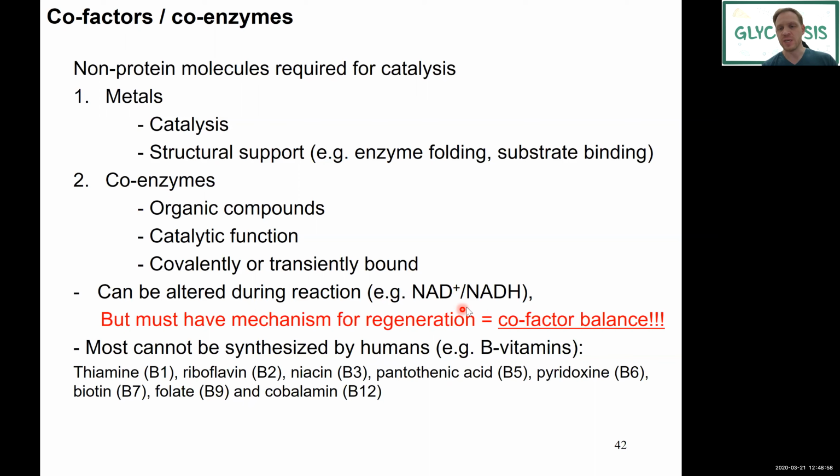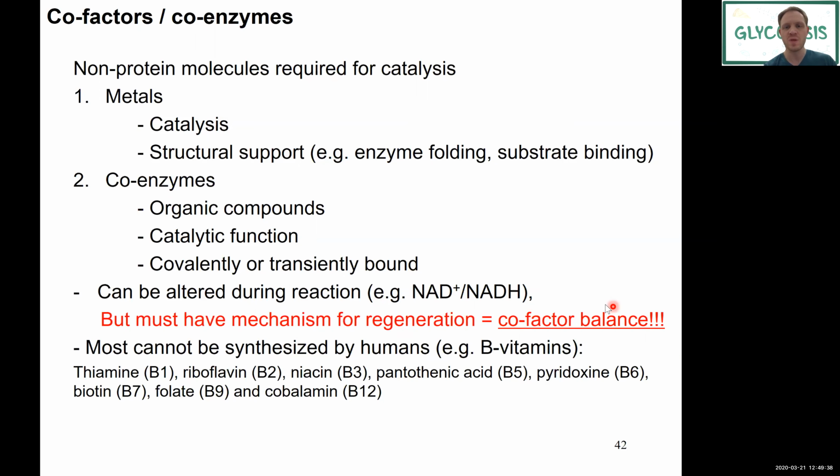And what is important in this context of these coenzymes being able to change during a reaction is that we have to have a mechanism to regenerate them, right? If you're only doing the one reaction of reducing NAD to NADH, you're running out of the oxidized form. That obviously would be a problem for metabolism if you're running out of one component. So we must have this mechanism for regeneration, and that's what we call cofactor balance. This term cofactor balance will follow us throughout the entire quarter and is really a crucial aspect of maintaining metabolism and sustaining life through biochemistry.